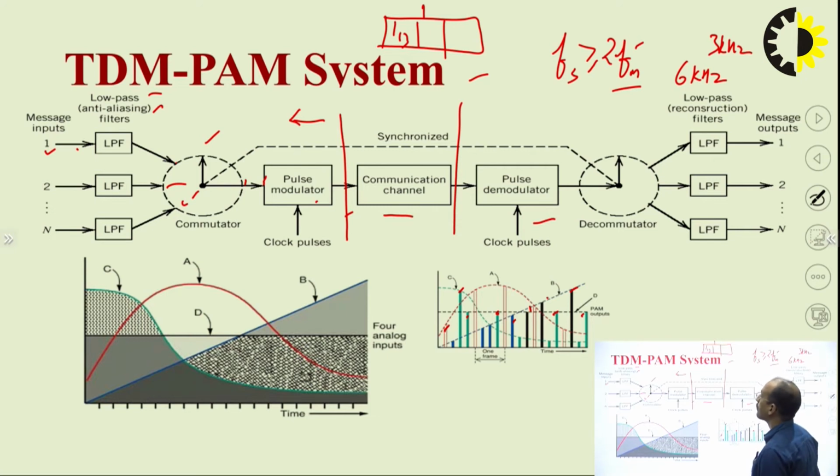Here, the complete reverse process of the transmitter will be done. How? First of all, we demodulate the PAM signal. After demodulating, we use a decommutator switch, and by this we will get the low pass filter, the reconstruction filter, and we will get the users 1 to n inputs.